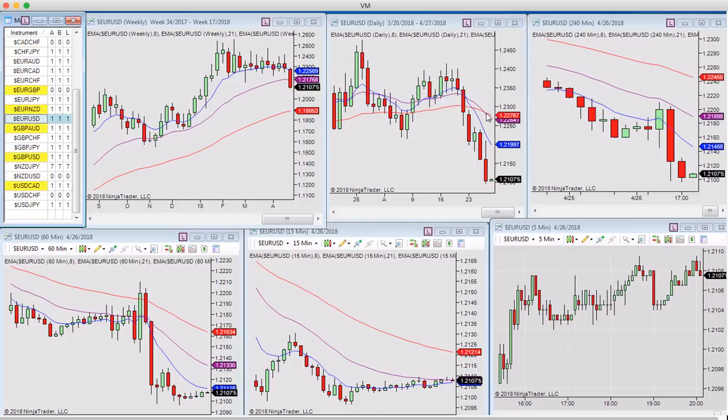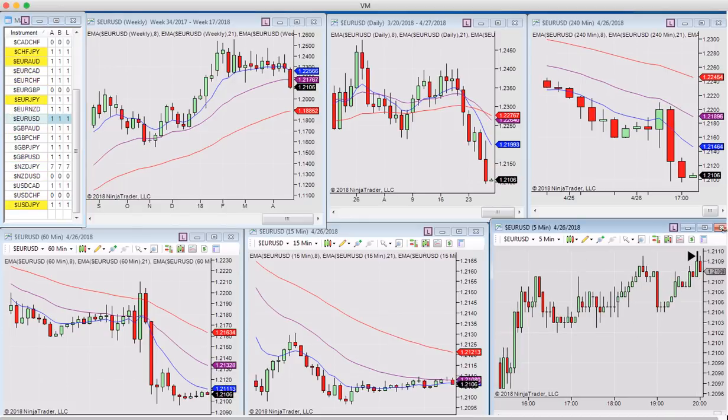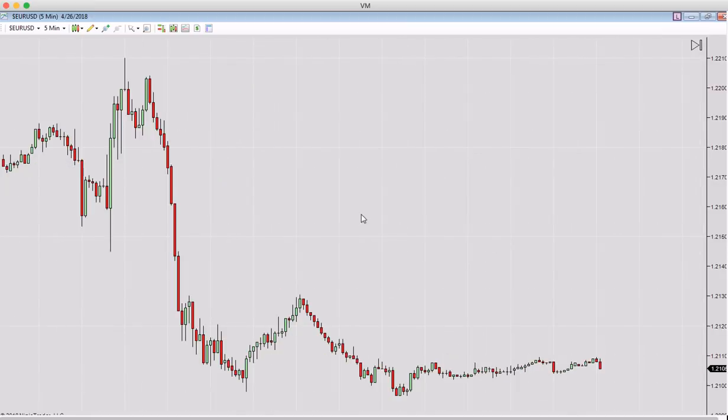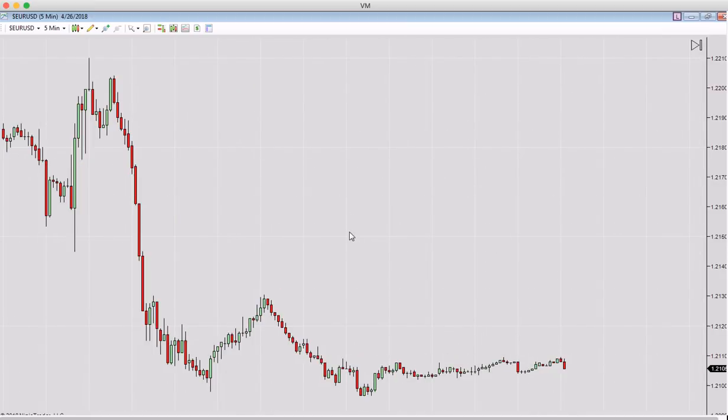So our daily chart has just started to trend down. Our 15, our 60, and our 240 are down. This is actually a nice setup for trending down. Okay, so let's look at the 5 minute chart here. Now, this is more like we want to see.